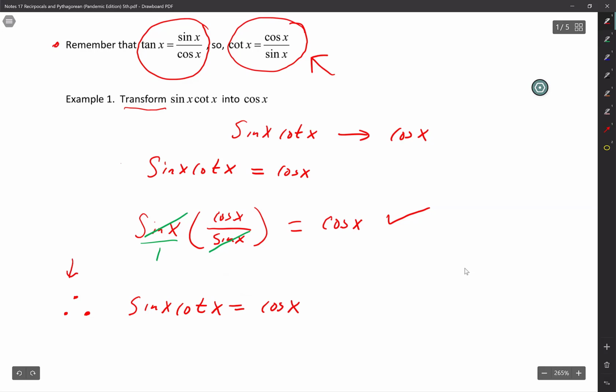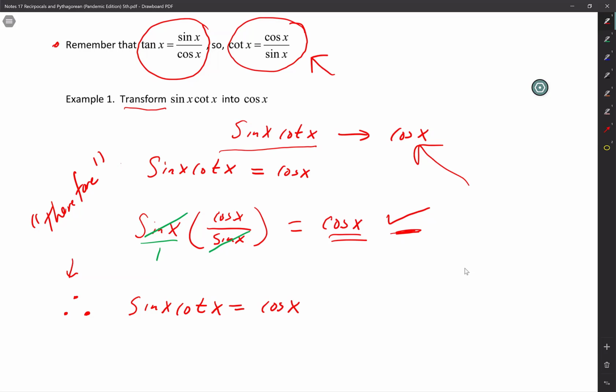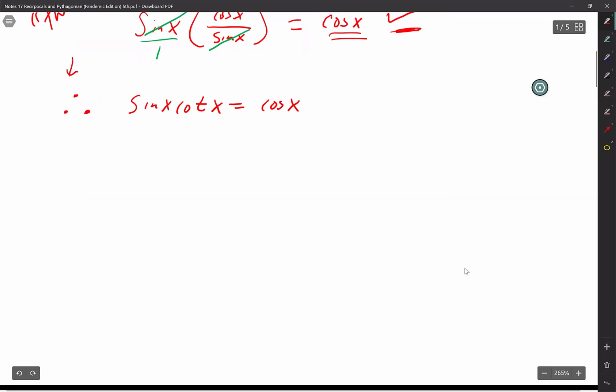By the way, these 3 little dots in a triangle formation are the math way of saying therefore. And usually you use that once you've done some logic or some algebraic manipulation, and you've gotten to the statement. In this case, we got our statement that the sine x's cancel out, and you just had cosine x by itself. So we have proven that sine x cotangent x is nothing more than cosine x. They're both equivalent statements. They both mean the same thing. Does that make sense to everyone, guys? Yes. Okay.